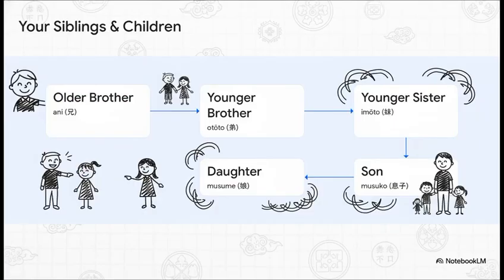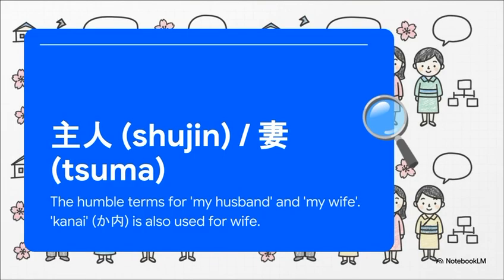Okay, so what about siblings and kids? The same idea applies. For your own family, an older brother is ani, a younger brother is ototo, and a younger sister is imoto. And then, for your own children, a son is musuko, and a daughter is musume. And let's wrap up the inner circle here. For your own husband, the term is shujin. And for your wife, you've got a couple of common choices, like tsuma or kanai.